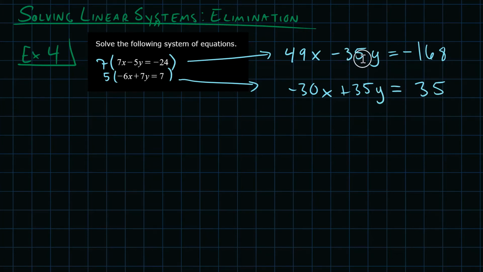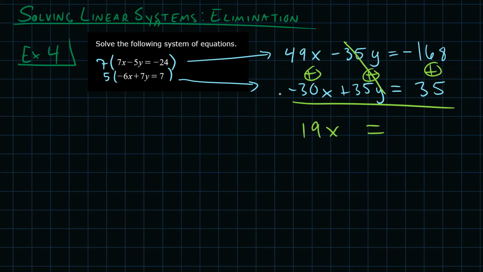So as you can see, our y variable has negative 35 and positive 35, so we can easily add our two equations together to eliminate the variable y. So 49x minus 30x gives you 19x. The y's are going to be eliminated as planned for, and negative 168 plus 35 is negative 133.